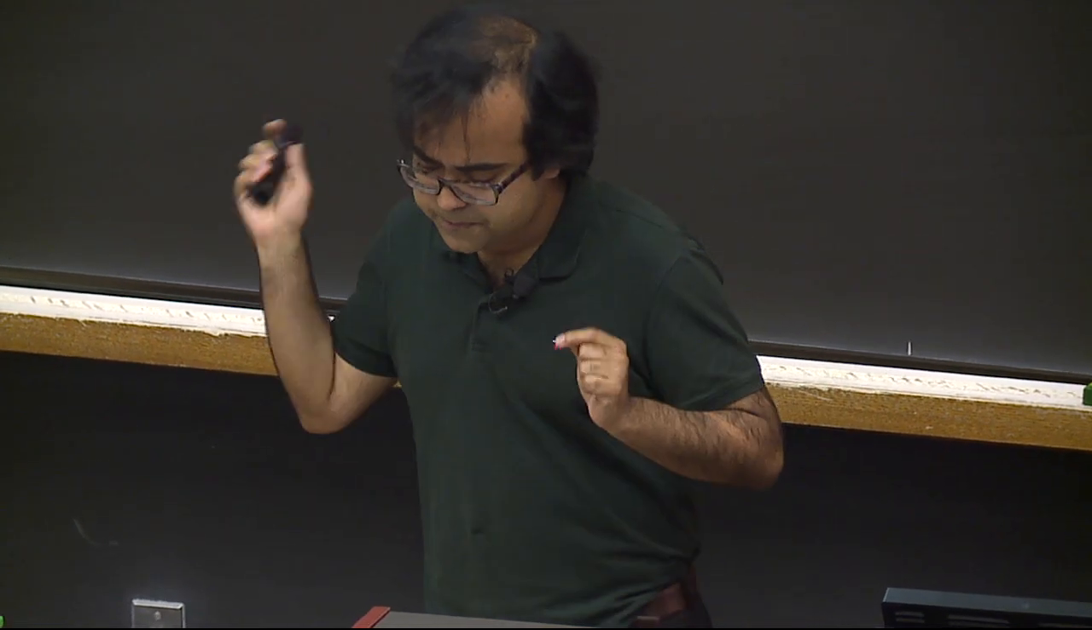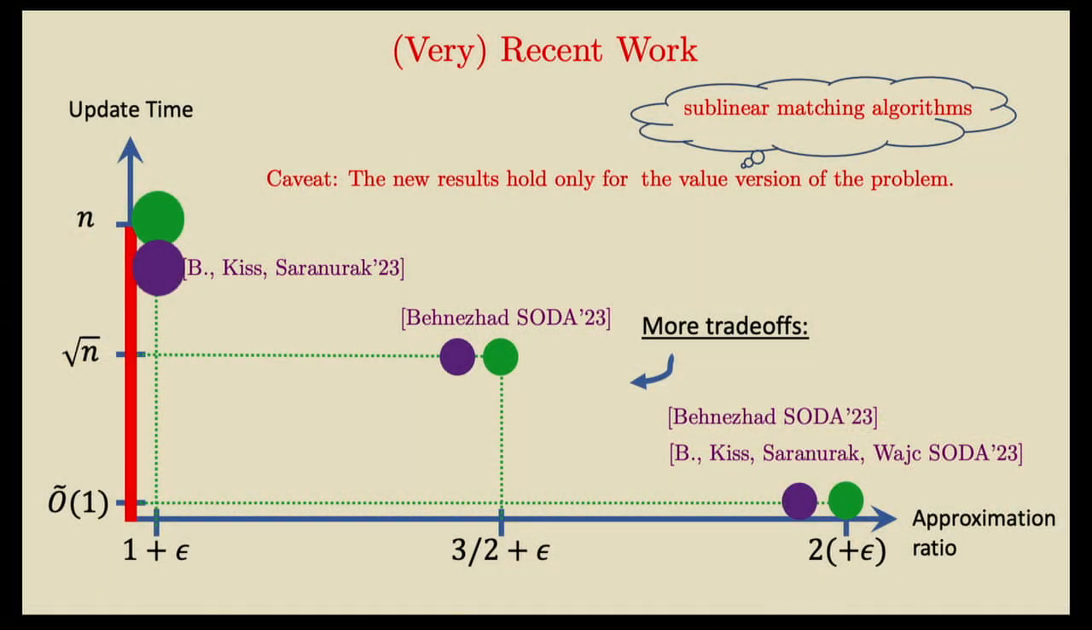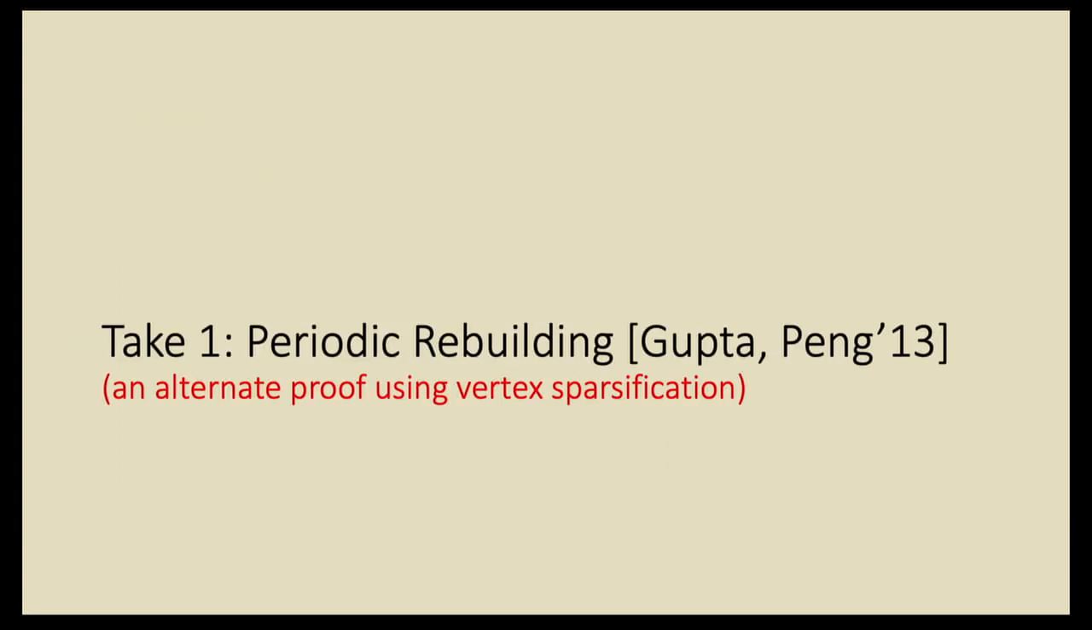Okay, good. So, I will first just focus on this part, 1 plus epsilon approximation in n update time. I will just try to explain how this works, okay? And this is relatively easy. So, I will just present an alternate proof using something called vertex sparsification, and this will be useful later on in the talk.